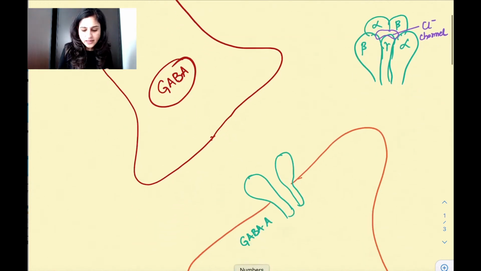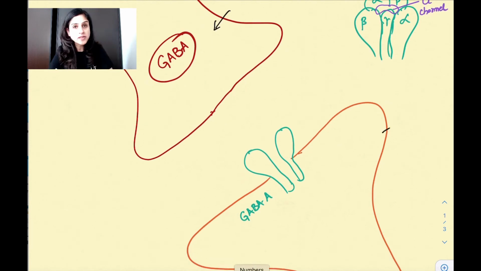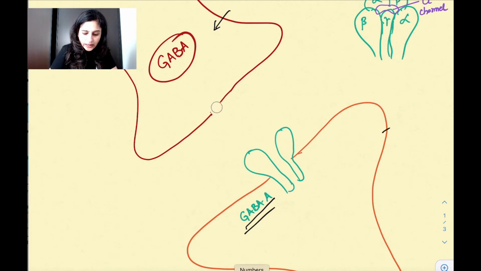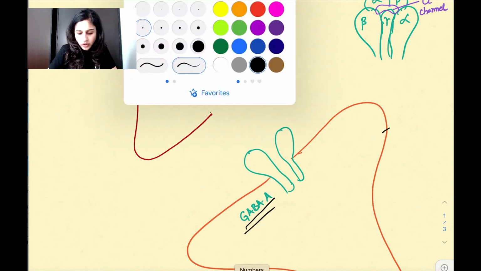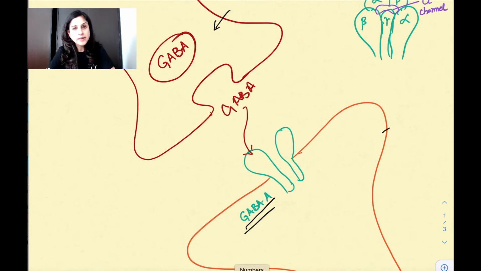So here, if you see, this is the presynaptic neuron, which has the GABA stored in the vesicle, and this is the postsynaptic neuron present here, and there the receptor is your GABA A. Whenever the action potential comes, what is going to happen? This GABA is going to be released. The vesicle is going to fuse here and GABA is going to be released, and it is going to act on this GABA A receptor.